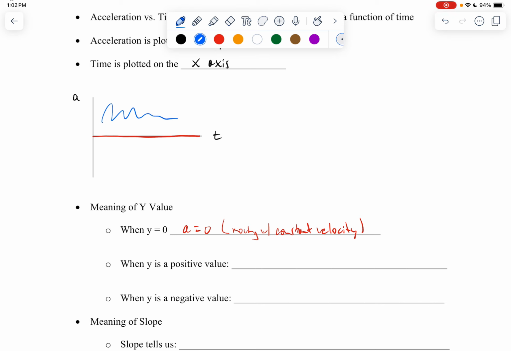If we have a positive value, our positive acceleration, in those two cases, we can either be speeding up in the positive direction or slowing down in the negative direction. If we have a negative y value, with our negative acceleration, we can either be speeding up in the negative direction or slowing down in the positive direction.